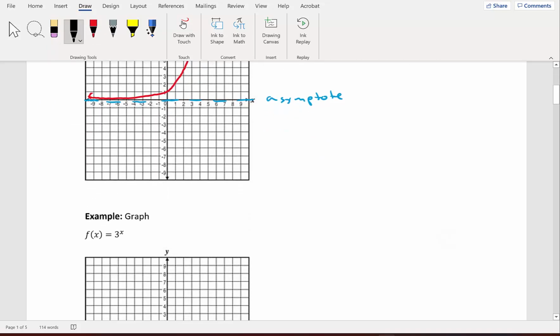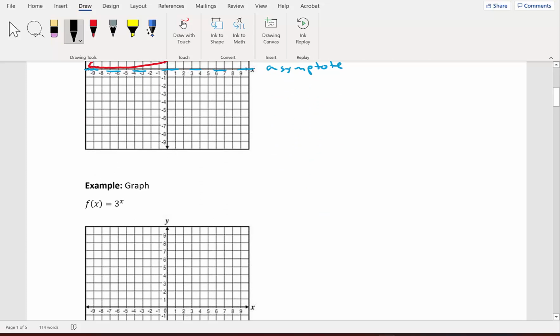So let's go ahead and take a look at an example. We have graph f of x equal to 3 raised to the x power. Now, first, let's go ahead and change f of x into a y, so it's something we're a little bit more comfortable with. So we have y is equal to 3 raised to the x power. Let's go ahead and create a table, and then we'll start plugging in some points.